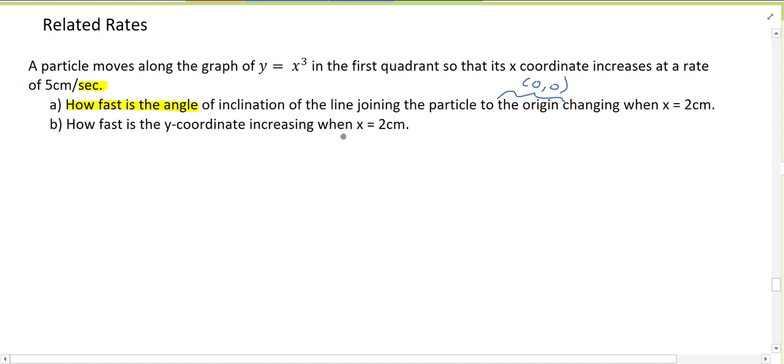So there are two things going on here. So what picture are we going to draw? The first step in our related rates problem is draw a picture with variables and then identify your d what. So let's see what is happening here. We have a particle moving along y equals x cubed in the first quadrant only, and as that particle moves, there's a line segment joining that particle to the point 0, 0. So let's take a look at that.